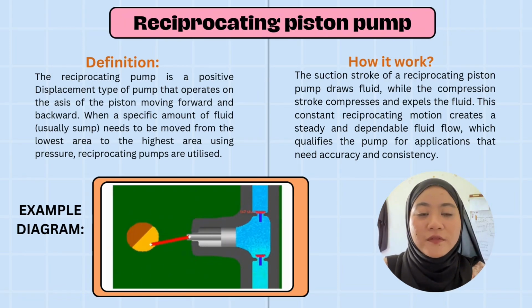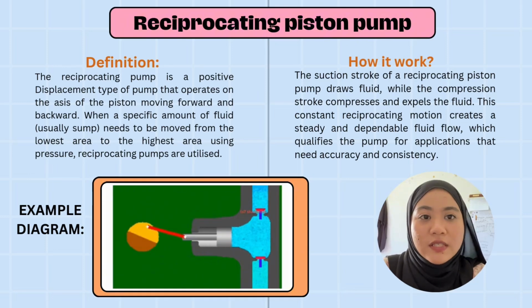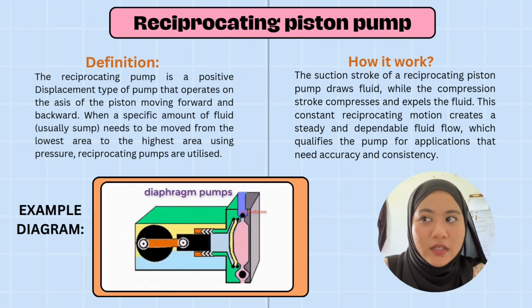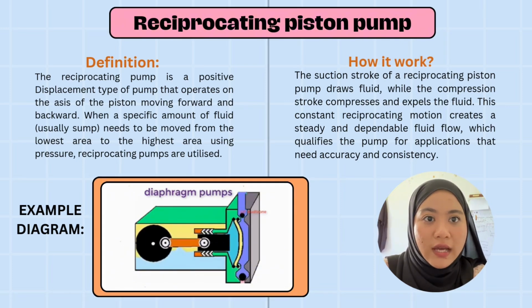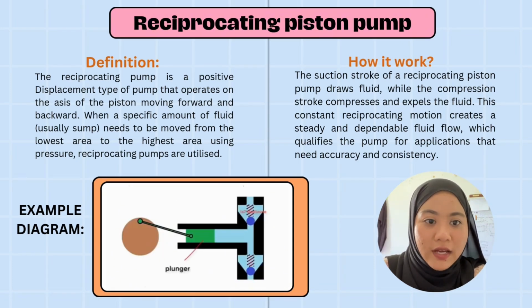So now I will explain about reciprocating piston pump, the pump that my group has chosen to explain. So the definition of a reciprocating piston pump is a positive displacement type of pump that operates on the axis of the piston, moving forward and backward. When a specific amount of fluid needs to be moved from the lowest area to the highest area using pressure, reciprocating pumps are utilized.